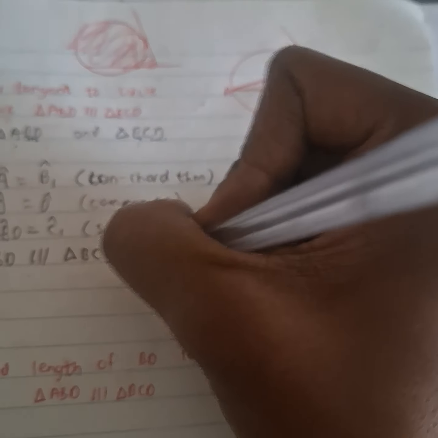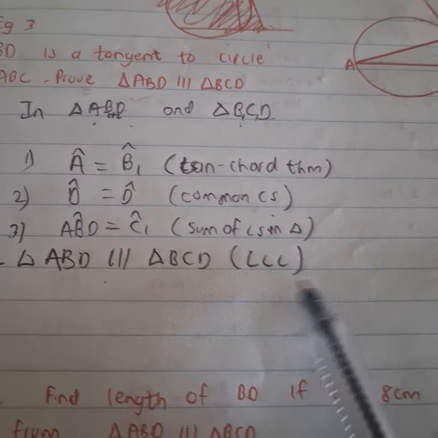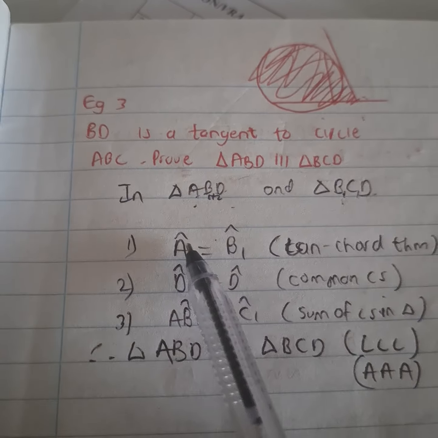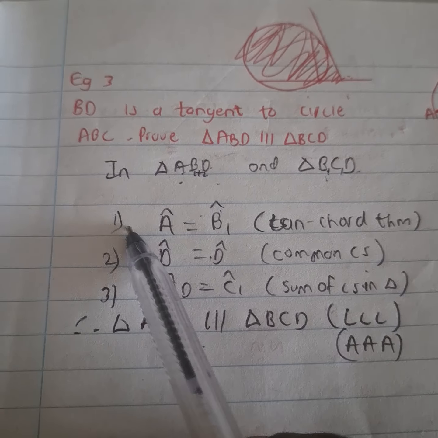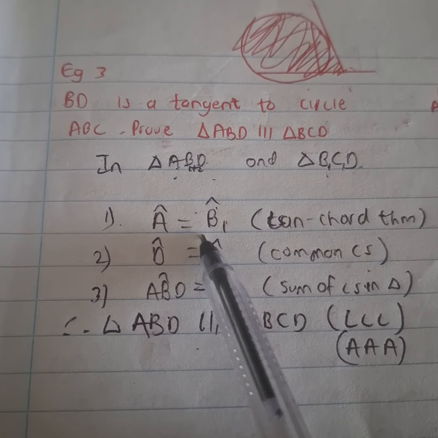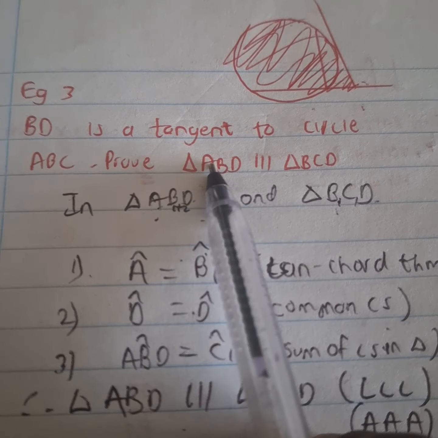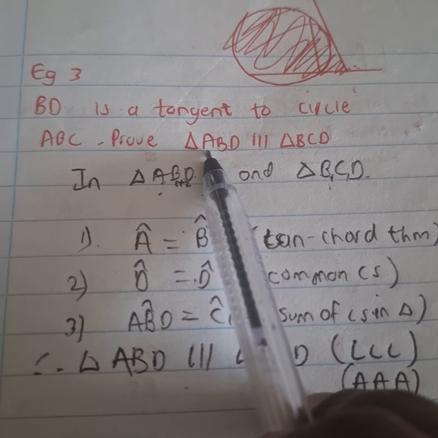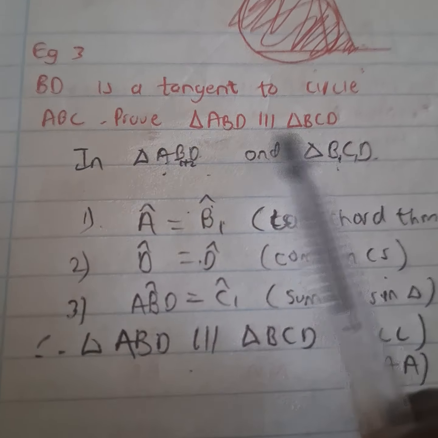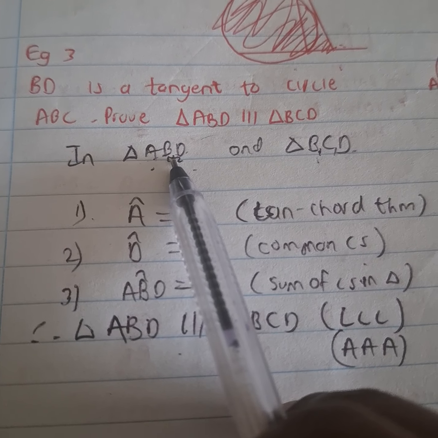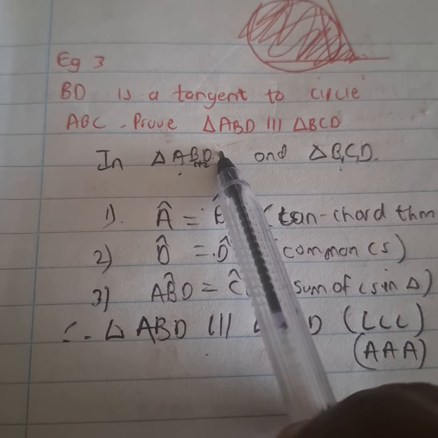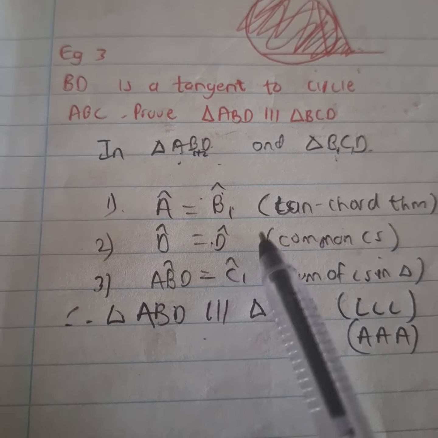And then very importantly, we don't forget angle, angle, angle, or we can say AAA, which also stands for angle, angle, angle. It's really up to you how you write that. What's important here is these first two pairs of equal angles follow the order in which the triangle letters are written. Angle A is equal to angle B1. Angle B1 plus B2, which is angle ABD, is equal to angle C1. We just need a reason. Angle D is equal to angle D, common angles, so that was fine.